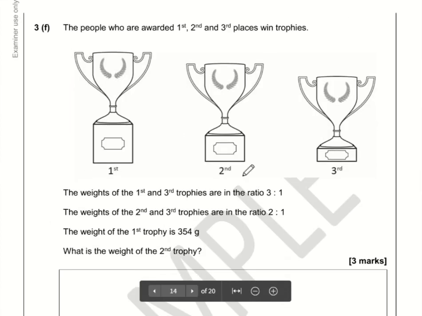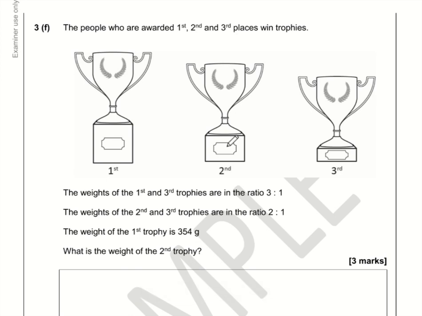Okay, so we want the weight of the second trophy. So the weight of the first and third is in the ratio of 3-1. So what this means is this trophy is 3 times heavier than the third place trophy. Or the other way around, the third place trophy is 3 times less than the first place trophy. So if the first place trophy is 354, if I divide that by 3, 354 divided by 3 is 118 grams. So that is 118 grams.